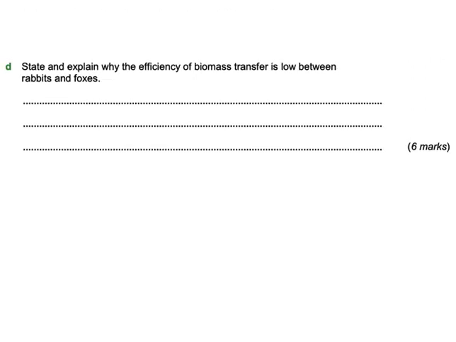And the final question that I want us to talk through just now is this. State and explain why the efficiency of biomass transfer is low between rabbits and foxes. In starting this 6-mark question, I suggest that you start with a plan. What are the key words that you want to include in your answer? Put those down the side of the page, in the margins, at the top or at the bottom of the page. Just jot down some of the key words that you might want to include in this answer.